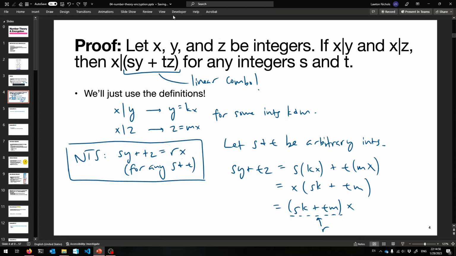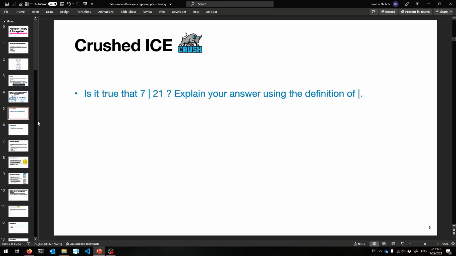And that proves what we needed to originally show, that x divides sy plus tz. That's what it means to divide something. You end up with a multiple. Okay, I hope that makes enough sense. So therefore, x divides sy plus tz. QED. Mic drop. So that's a fun little proof, and I think we're going to use it later. So keep that in mind. All right, so now I have a question for you.